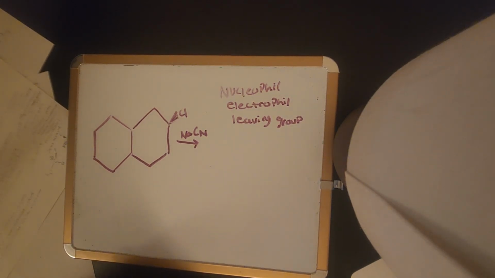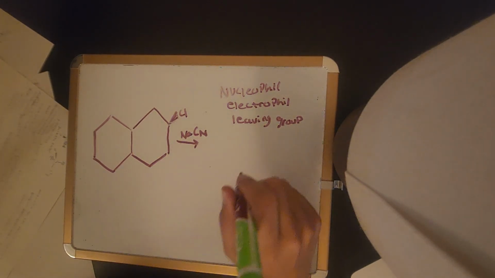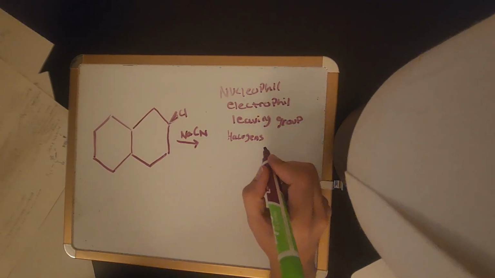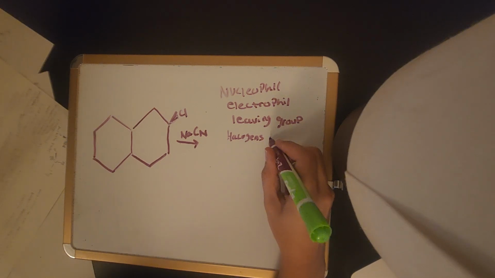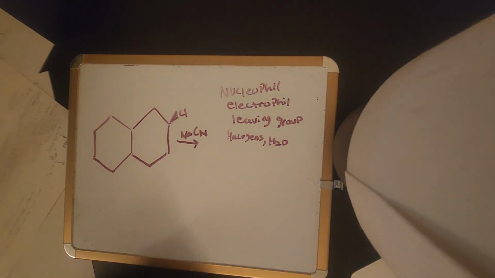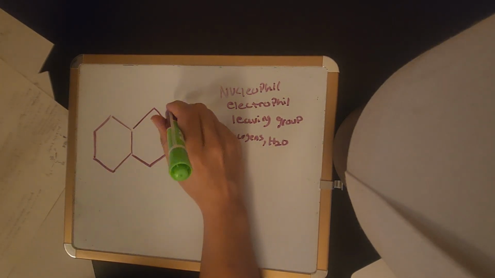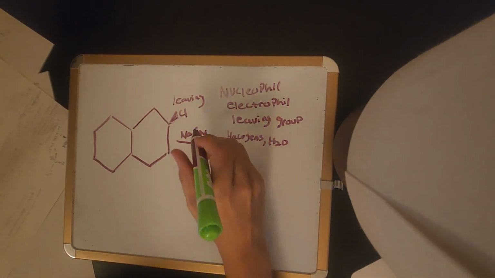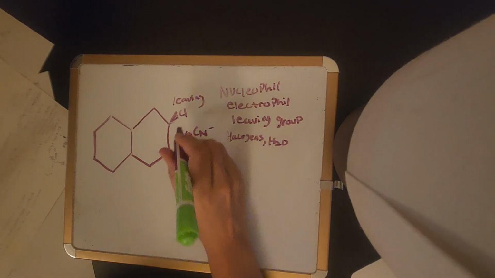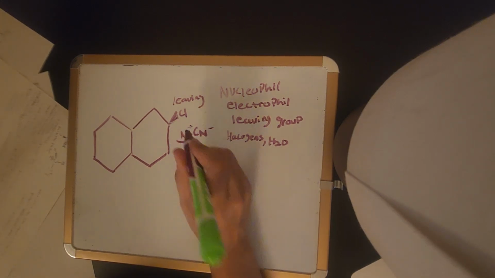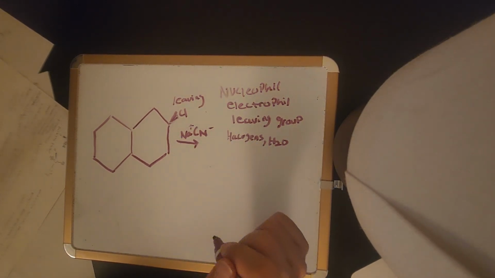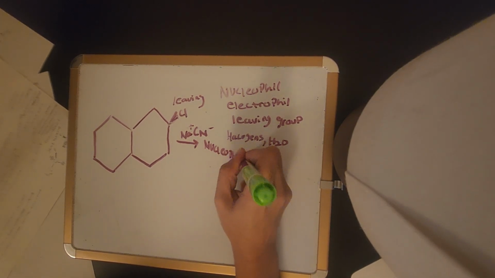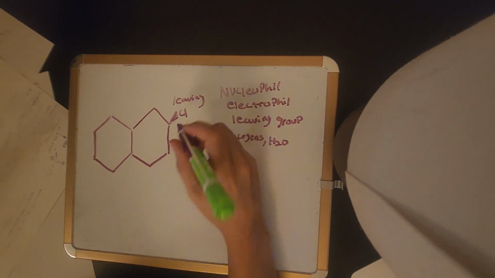Leaving groups tend to be halogens or water. Water is sometimes a leaving group. In this case, Cl is the leaving group. CN tends to have a negative charge and Na has a positive. Because of its negative charge, CN would be the nucleophile. Na would be the electrophile.